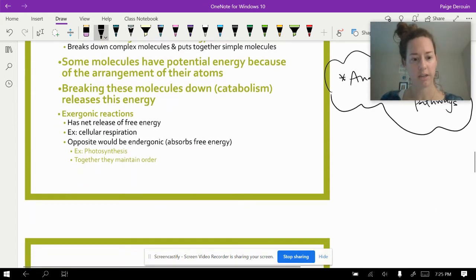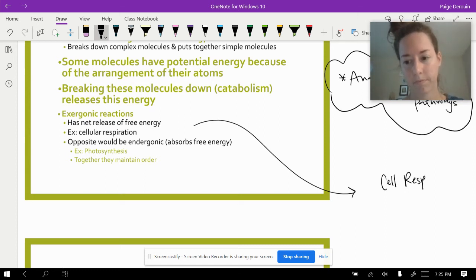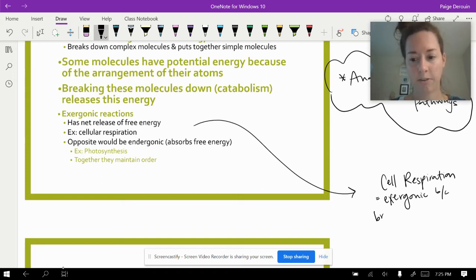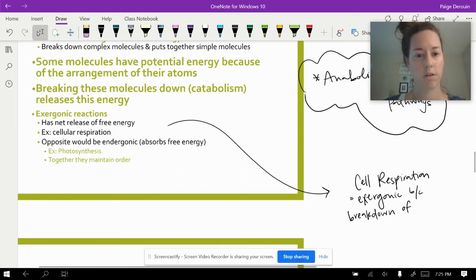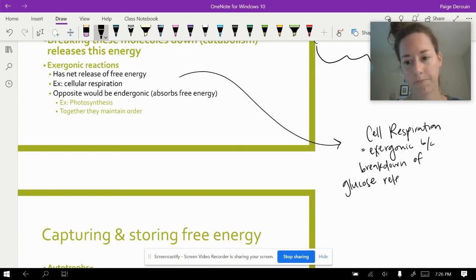So let me just make a note about this over here. I'll say that cell respiration is exergonic because breakdown of glucose releases energy, say free energy.